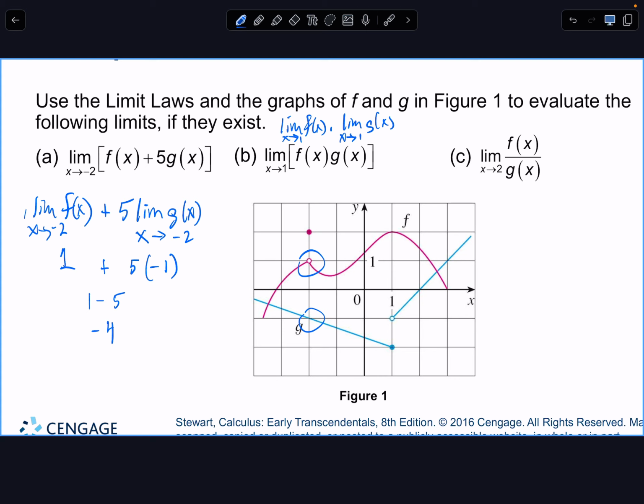So let's do that. What's the limit of f as x approaches 1? Yes, up here it's a 2, and then times, what about g?